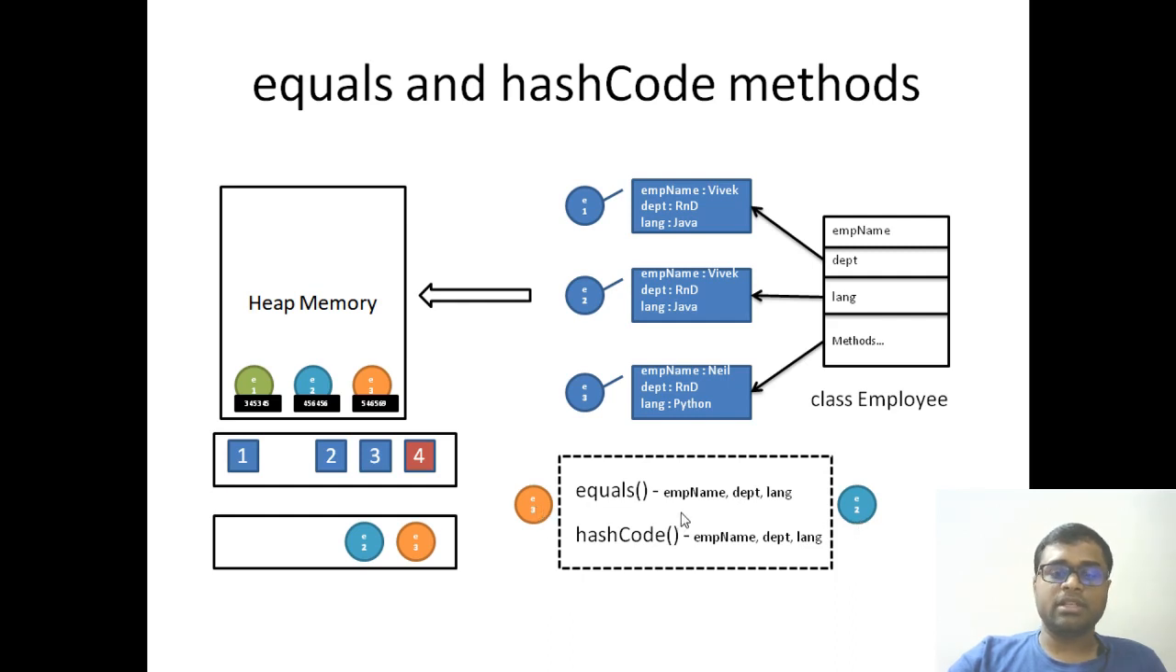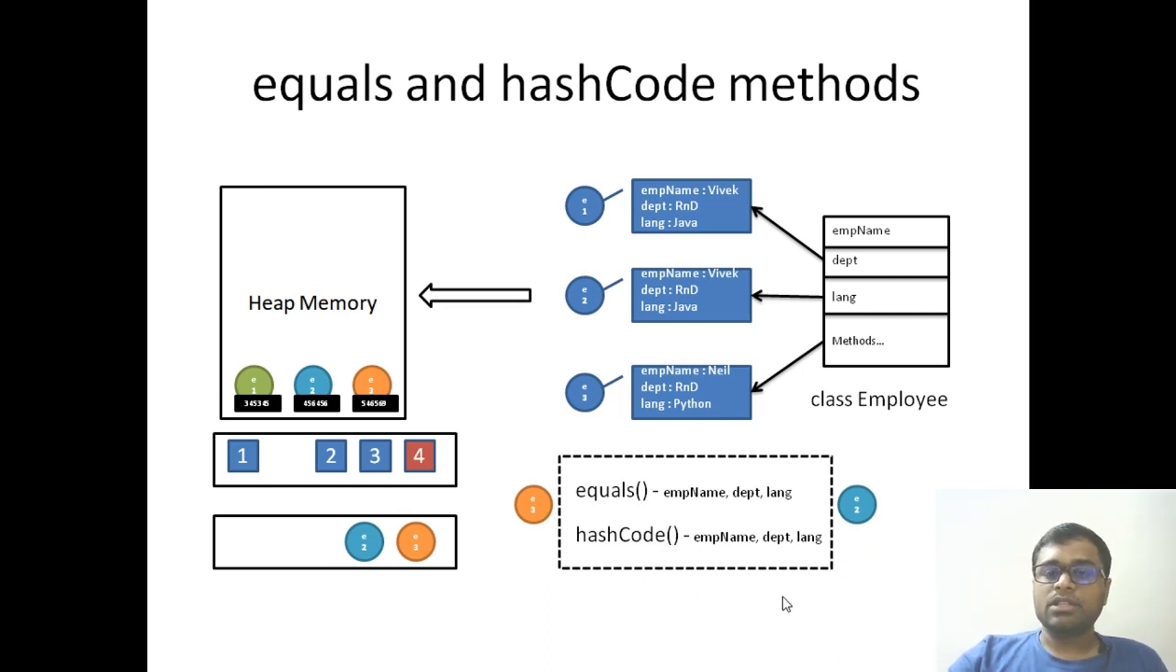In our case, let's say we are using employee name, department and language to compare E3 against E2. We can see clearly that employee name, department and language, all these three are different from each other. So we are going to consider E3 to be different from E2. And you can also see there's another method, the hashCode method, which uses the same variables, employee name, department and language, to generate a hashCode value.